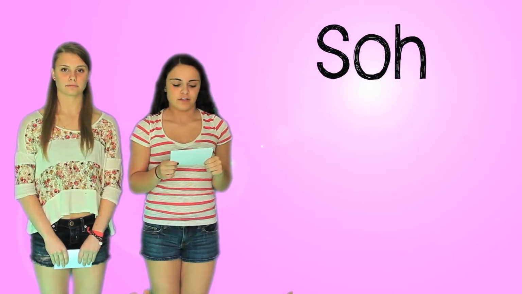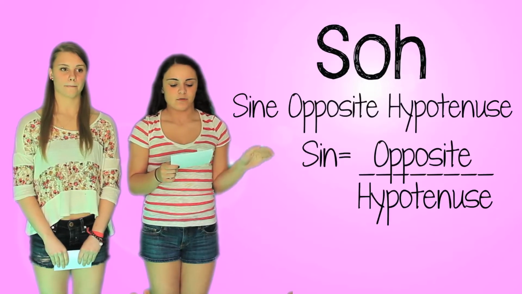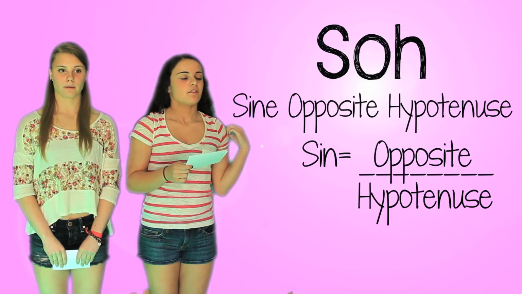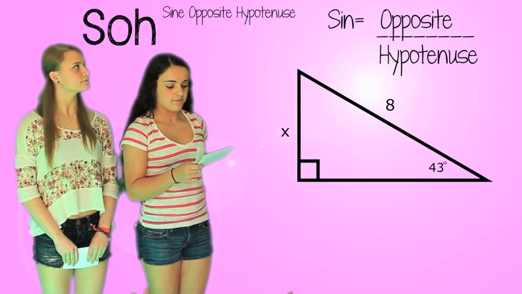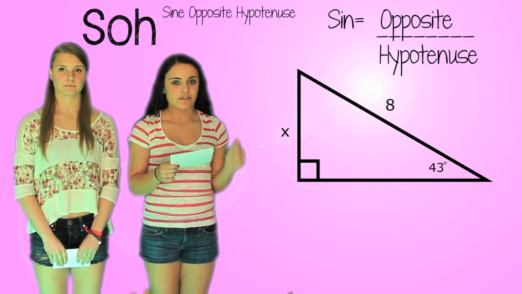The SOH in SohCahToa stands for sine, opposite, hypotenuse. This formula would be sine equals opposite over hypotenuse. For example, if you have a triangle like this one right here, in this triangle it's missing one of the legs. But you have the hypotenuse and you have an angle.